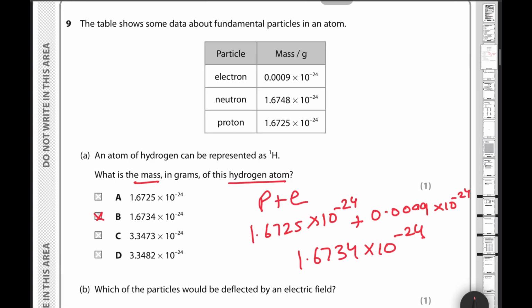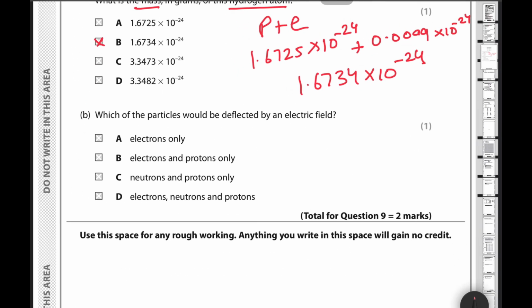Next, which of these particles would deflect by an electrical field? So you should know that protons are positive, electrons are negative. These two will get deflected when they are passed through the electric field, right? So the answer is B.